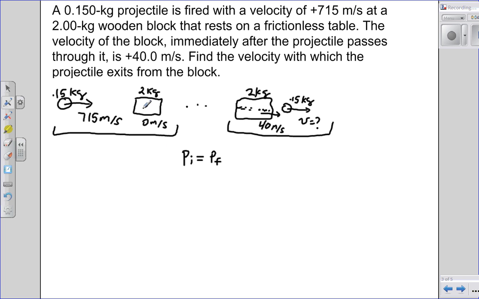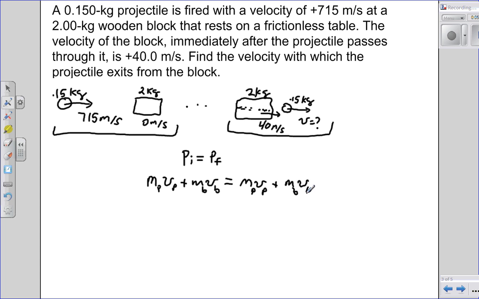Initially, this block here has zero momentum, so the only thing that has momentum is this bullet here, or a projectile they call it. So we're going to say mass times velocity of the projectile, and we'll set this up. And you can say mass times velocity of the block. We'll do that there, but that's just going to be 0, equals mass times velocity of the projectile plus mass times velocity of the block.